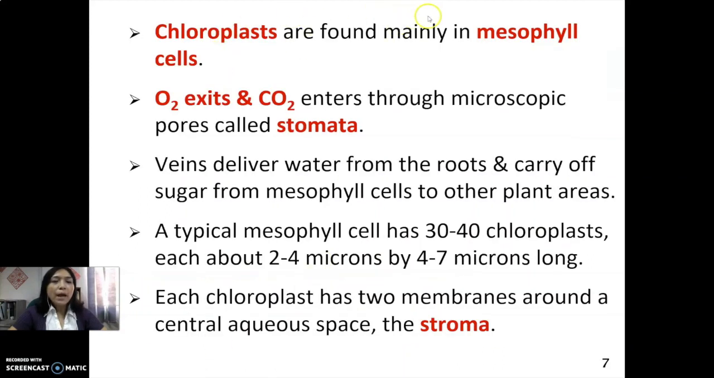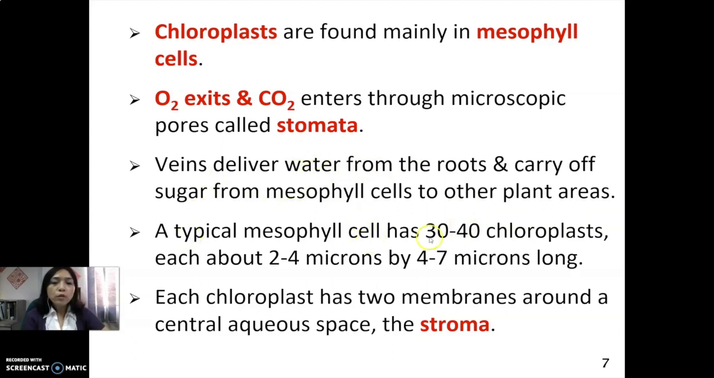Chloroplasts are found mainly in the mesophyll cells. Oxygen exits and carbon dioxide enters through microscopic pores called stomata. Stomata are pores found on the surface of the leaf. The veins of the leaf deliver water from the roots and carry off the sugar from the mesophyll cells to other plant areas. Without water, the process of photosynthesis also will not occur.